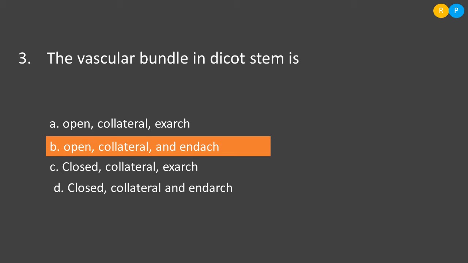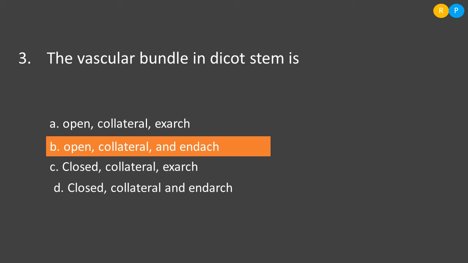So let us see the options. Option A, open, collateral, exarch. What is meant by open vascular bundle? Open vascular bundle is a type of vascular bundle where the cambium will be present between xylem and phloem. This kind of vascular bundle we have in the dicot stem. Then one more is collateral. Collateral is nothing but xylem and phloem present within the same bundle. Then exarch.